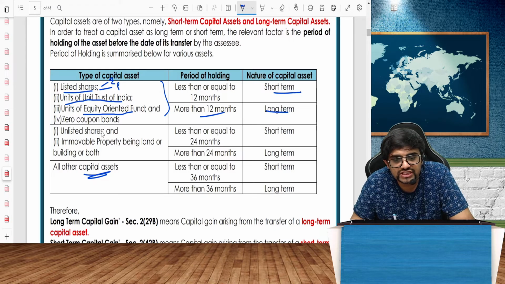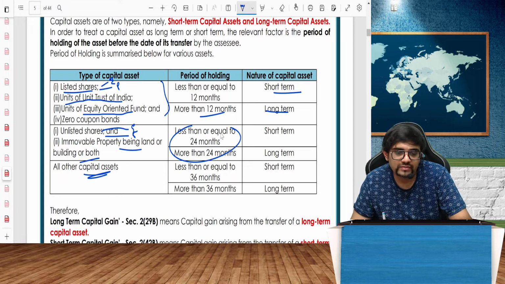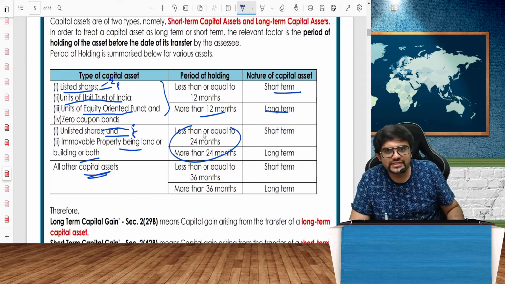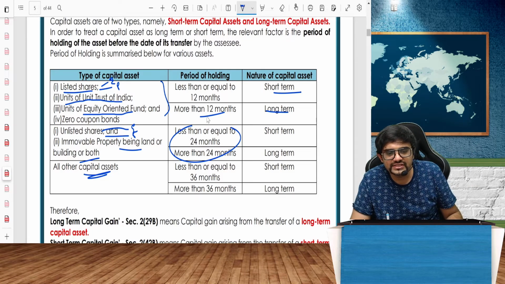Unlisted shares. Unlisted what shares? Equity shares, preference shares. Next, immovable property being land or building or both, 24 months. Any other capital asset? Any other capital asset?